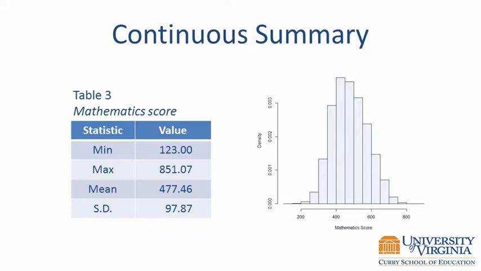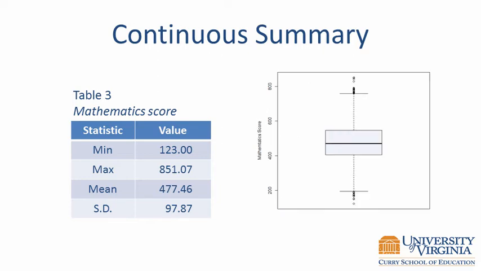It is also a good way to identify multiple modes if they exist. However, a histogram is not a good way to identify outliers. A box plot is an alternative and more robust way to illustrate a continuous variable. The horizontal lines in the box plot have specific meaning.